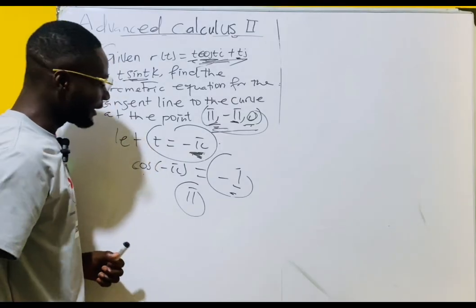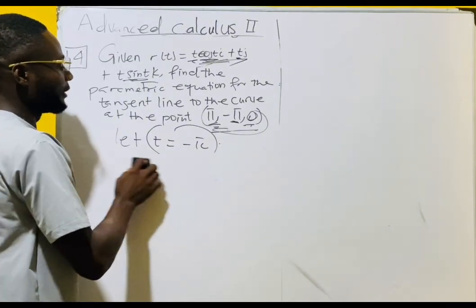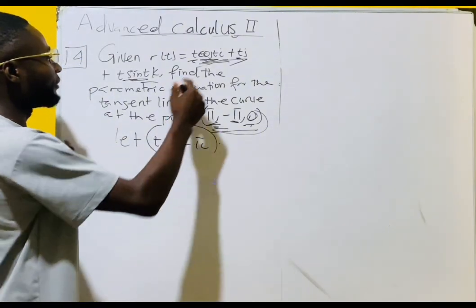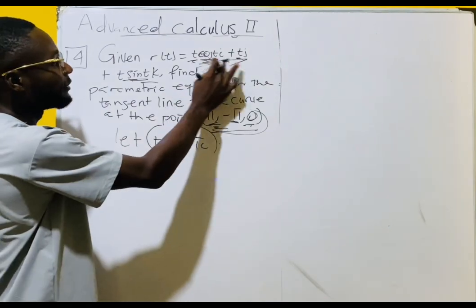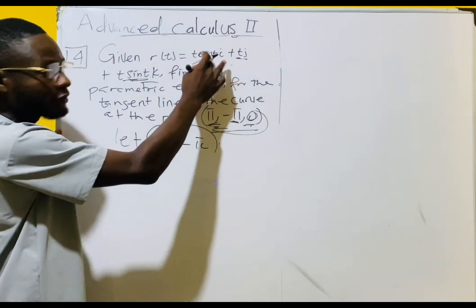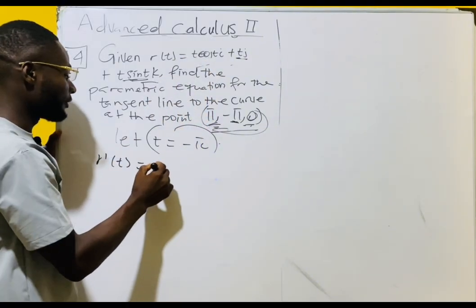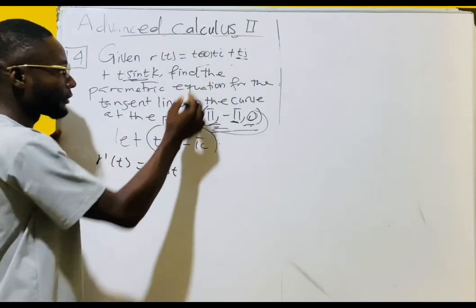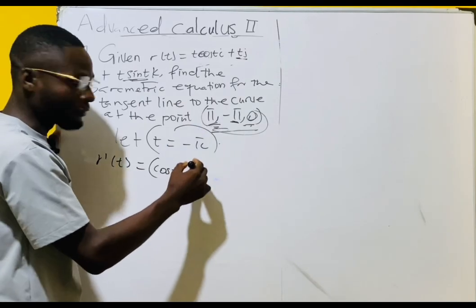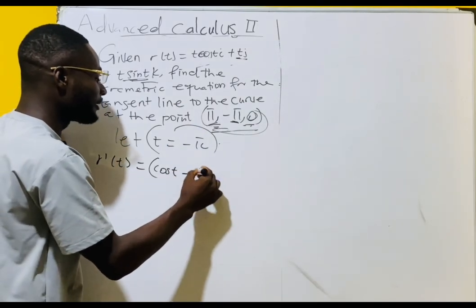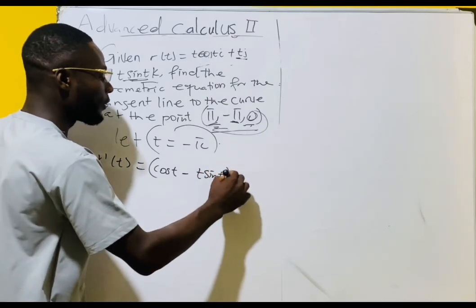So now let's find the derivative of the radius. When we find the derivative of the radius, we differentiate the cos. We maintain the t, then we differentiate the cos. We're going to have minus t sine t, for i.